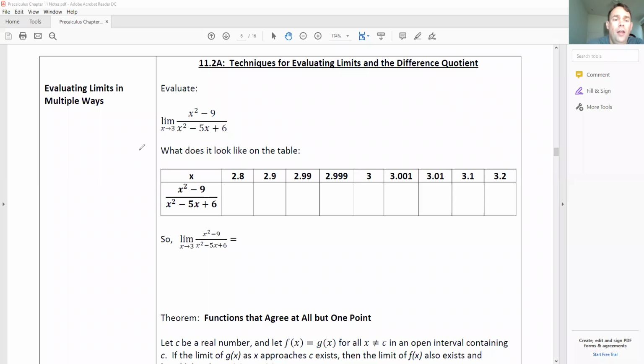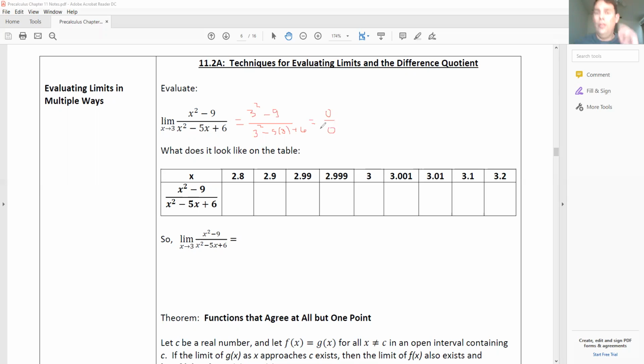So we talked about evaluating limits, where we just plug the number in there. So say I have a number, and I plug my 3 in here, so I got 3 squared minus 9 all over 3 squared minus 5 times 3 plus 6, I would end up with something called 0 over 0.